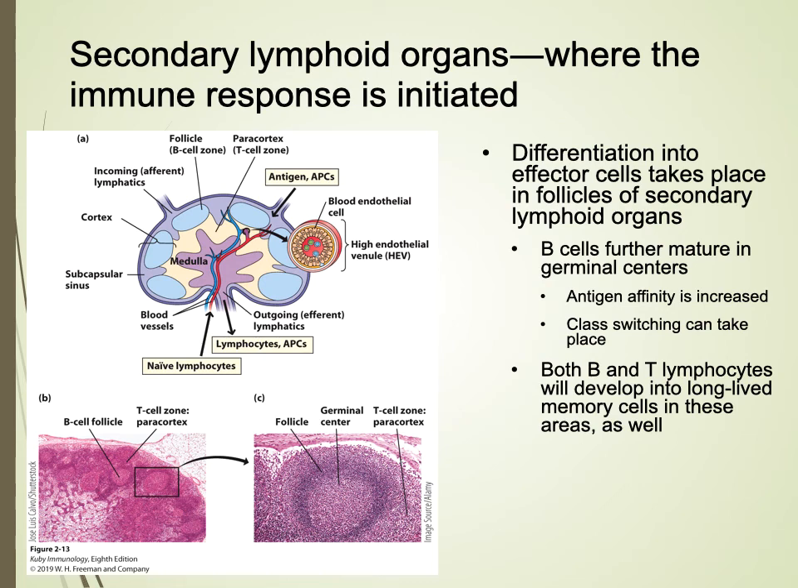Okay. Also, B cells and T cells will develop into memory cells in these areas also. So memory cells are saved so that they can be used later on. We talked about that in chapter 1, where we have that primary and secondary response, and part of that is development of the memory population.